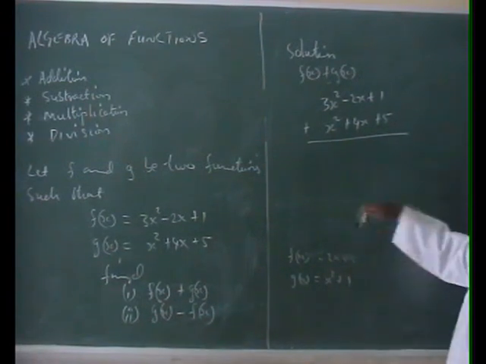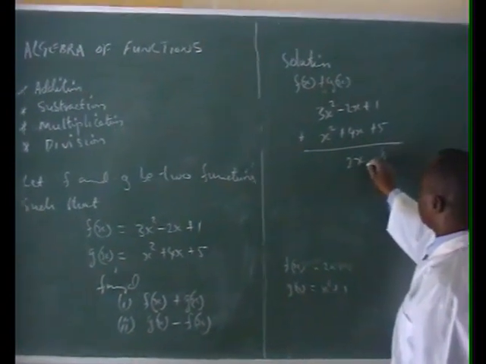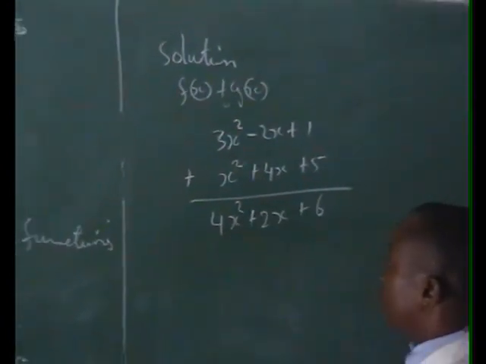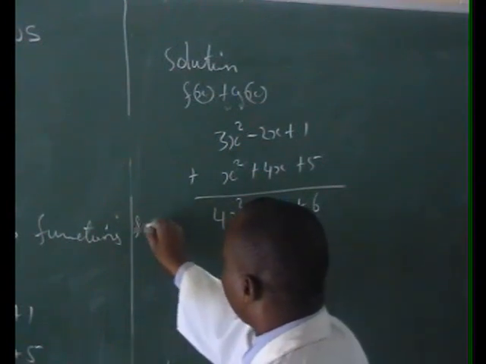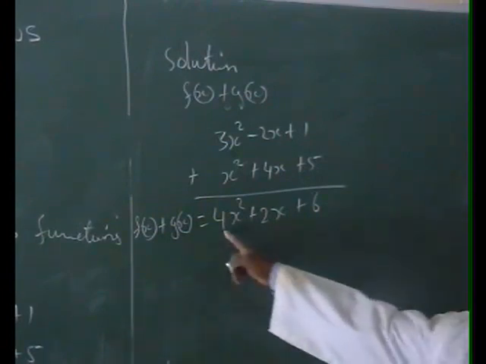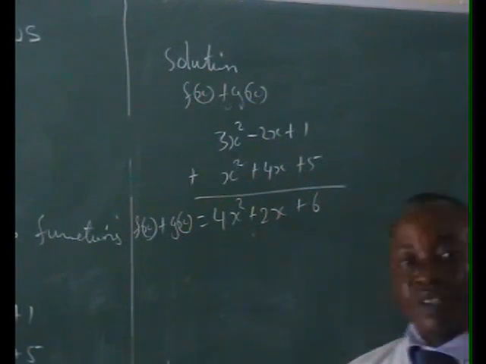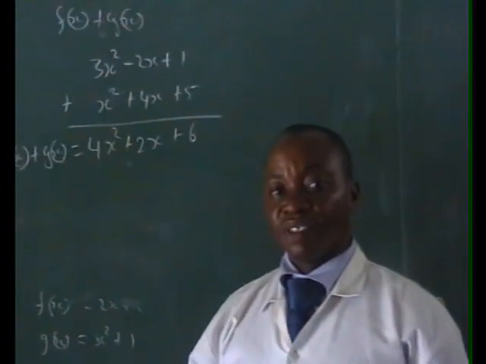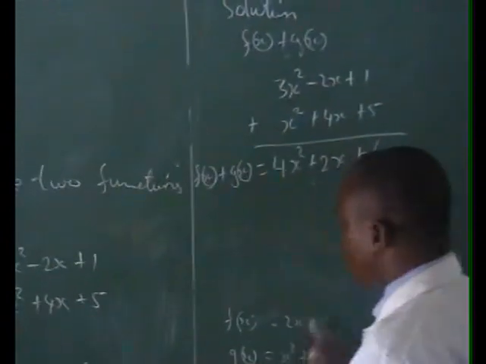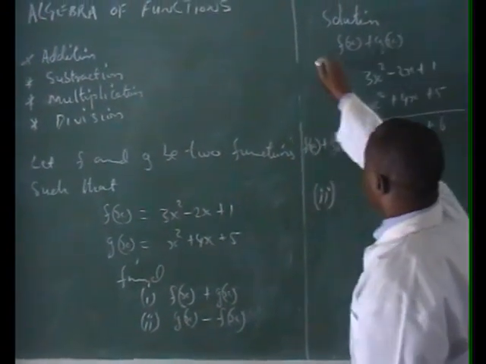Now if we add them, we will have 6, and then this one will give us 2x, then this one will give us 4x squared. So we see that to add these two functions, f of x plus g of x, I give you 4x squared plus 2x plus 6. So that is how two functions are added. Two functions, and you add them. Now we can also look at subtraction of it. Remember this one was I.